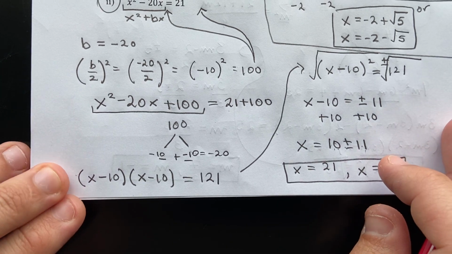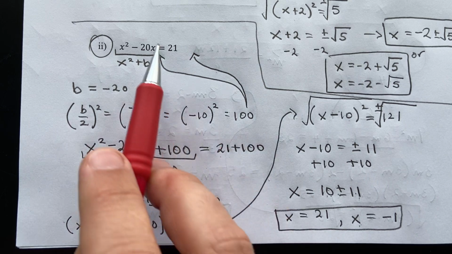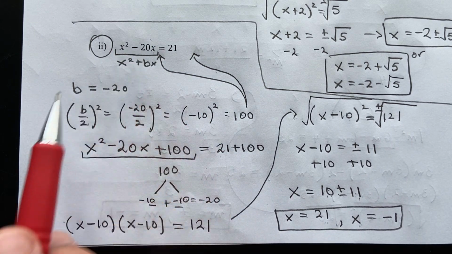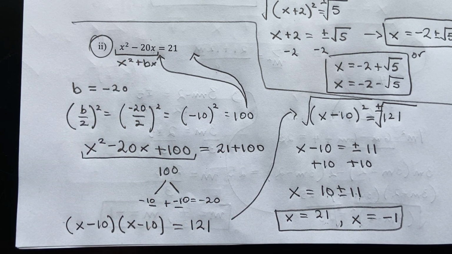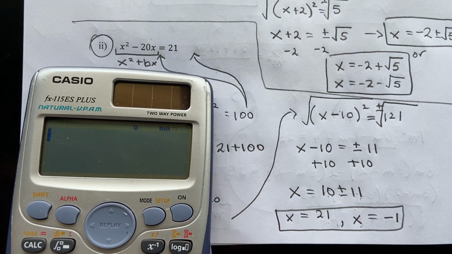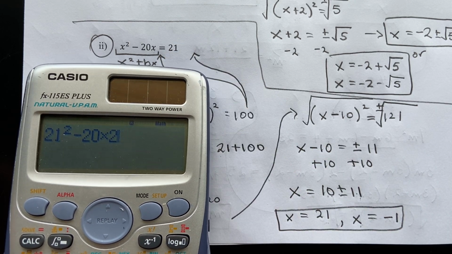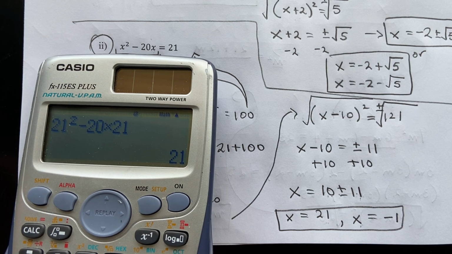And keep in mind, I'm kind of skipping the check step, but you can check all these. You can plug 21 back in. You can make sure that we get 21 equals 21. I'll just do that real quick since 21 is kind of a strange answer. 21 squared minus 20 times 21 is 21. Hopefully you can see that.